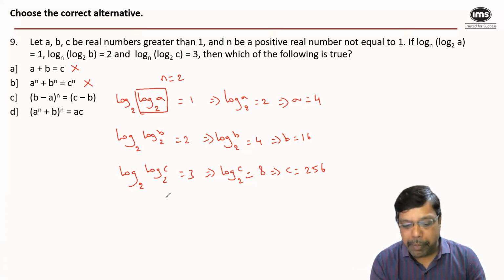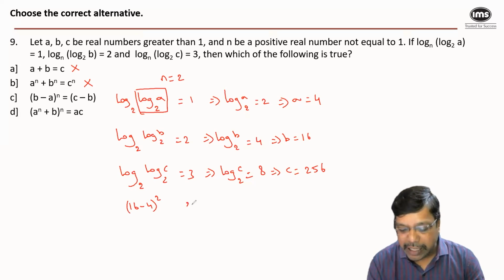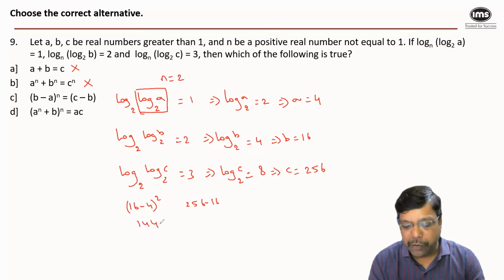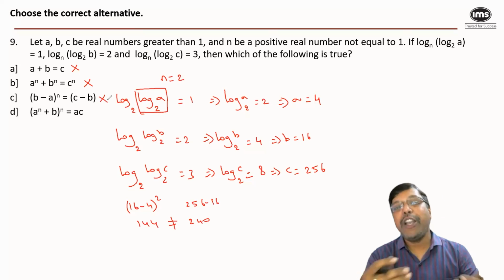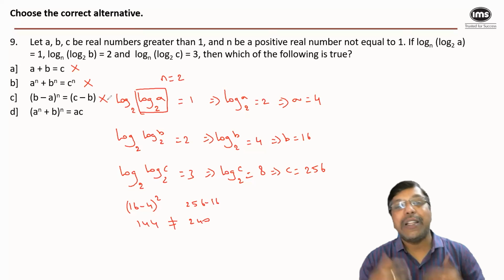Option C, b minus a whole power n, which means 16 minus 4 whole power 2, and c minus b, that is 256 minus 16. Now 16 minus 4 is 12. 12 square is 144, and 256 minus 16 is 240. Both are not equal. So the moment we eliminate 3 answer choices, obviously the remaining one will be the correct choice.